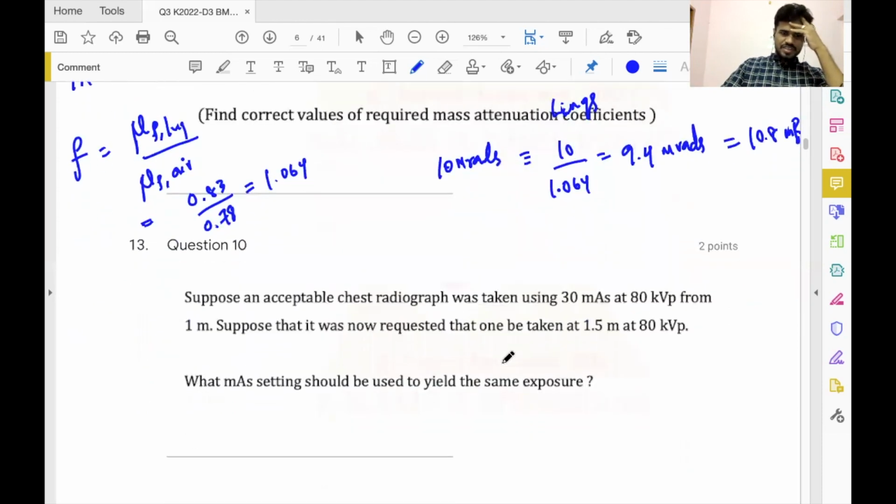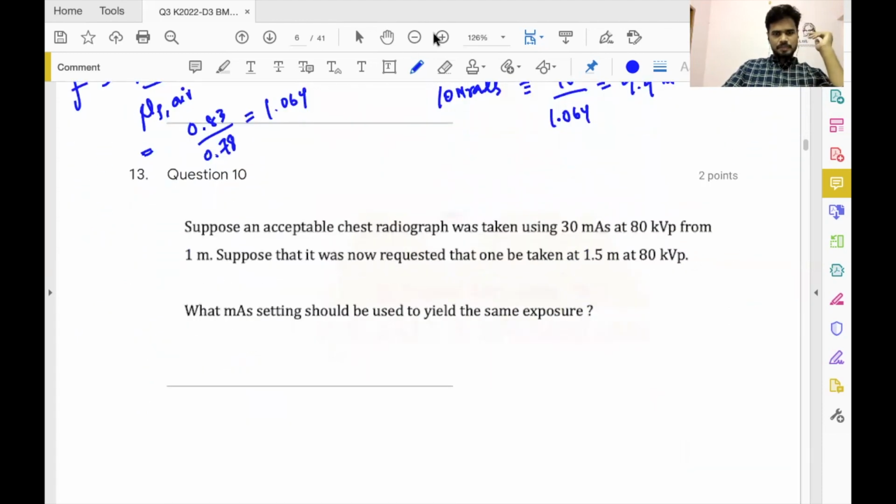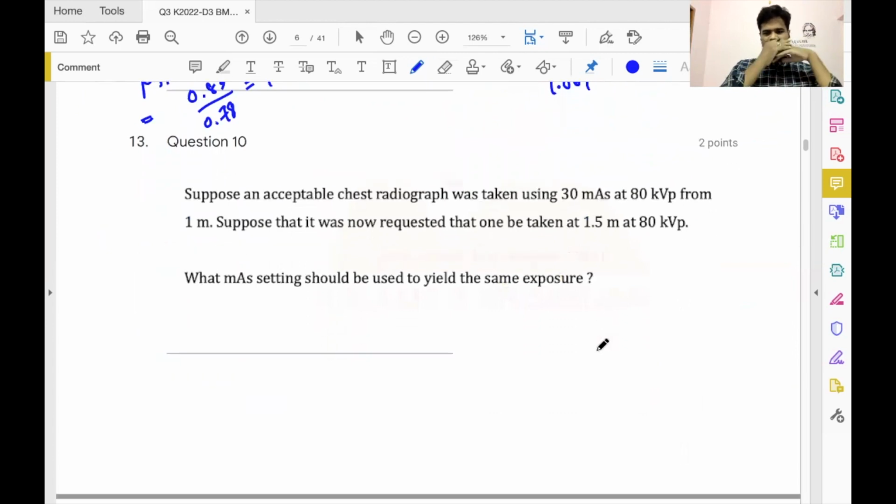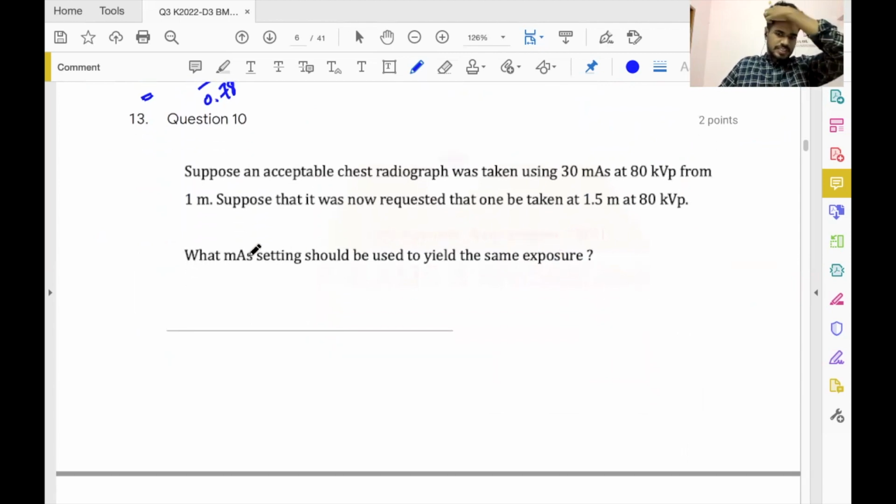Suppose an acceptable chest radiograph was taken using this. Suppose that now the radiograph should be taken at 1.5 instead of this. What mAs setting should be used to yield the same exposure? It depends on intensity, exposure, tube current and exposure time. We are just going to change the tube current and we want to keep the exposure or the intensity the same. From one you could quickly move to the other using the energy of one photon. But here, what is the relation?